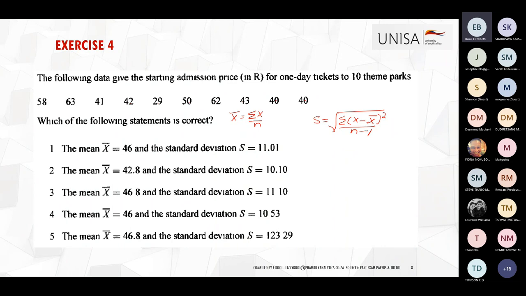For the standard deviation, because you've already calculated the mean, you're going to take the value of the mean, subtract every observation from it, and square the answer, sum them, adding them all up, and divide everything by 10 minus 1. So you can follow that. Otherwise, you can use your calculator.